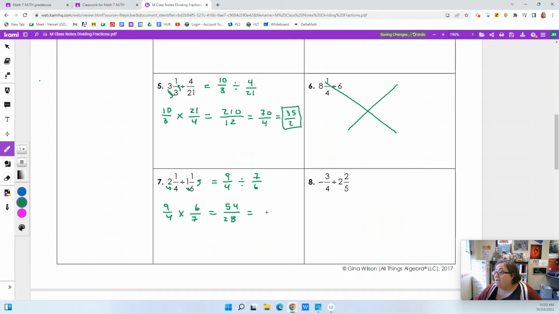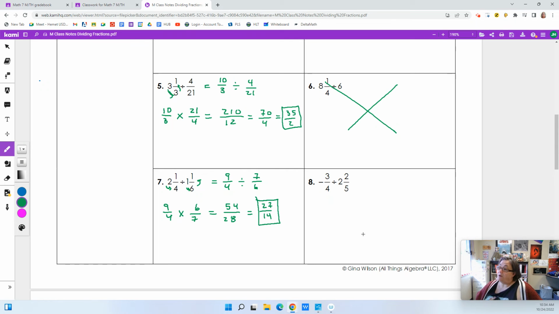Whew. I know these are each divisible by 2 for sure, right? Because they're both even numbers. 54 is an even number and 28 is an even number. So this is going to be 27 over 14. And I don't think that reduces anymore. So we're going to leave it alone.